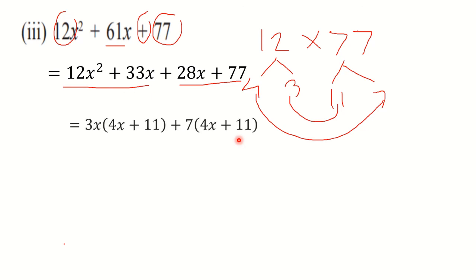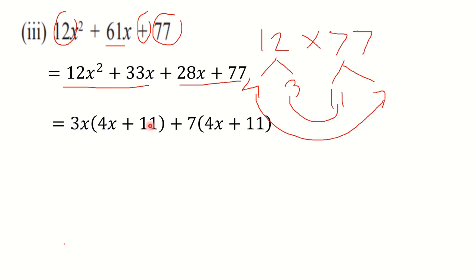From the first group we are taking 3x common, and from the second group we are taking 7 as common. When I take out 3x as common, 3 4s are 12, so 4x is left out. And if you divide 33 by 3, you are going to get 11. So taking out common here is important. After multiplying here, you should get the same terms. See, 3x into 4x, 12x square. 3x into 11, 33x. So this way you have to think and take out common.